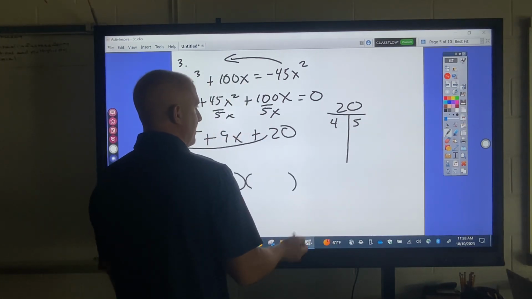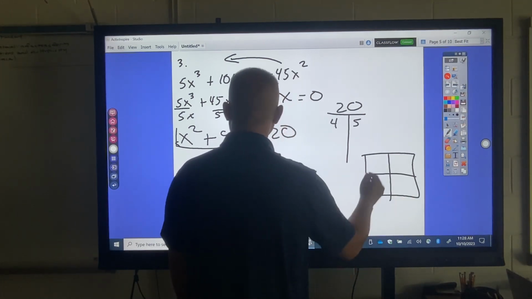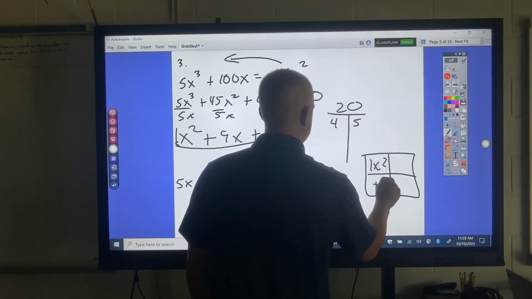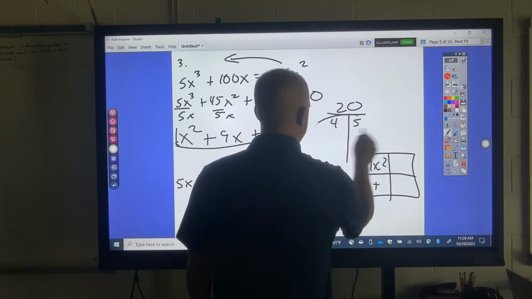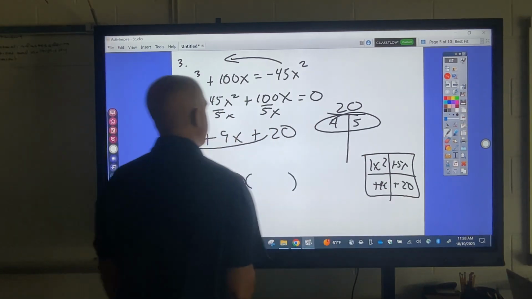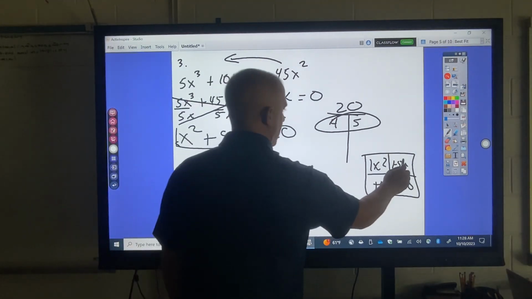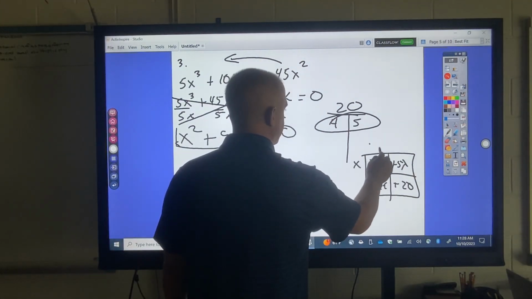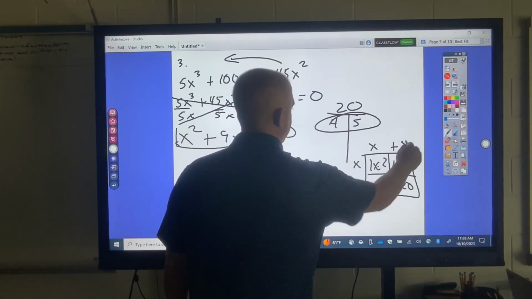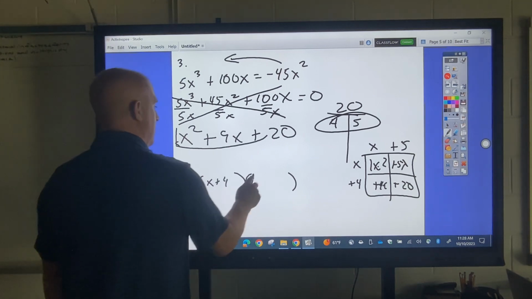Okay? All right? So in my little box here, I got 1x squared plus 4x plus 5x plus 20. So after you take the GCF, one of the key things is this part doesn't exist anymore. So the GCF here is x times x is x squared, x times 5 is 5x, x times 4 is 4x. So I got x plus 4, x plus 5.